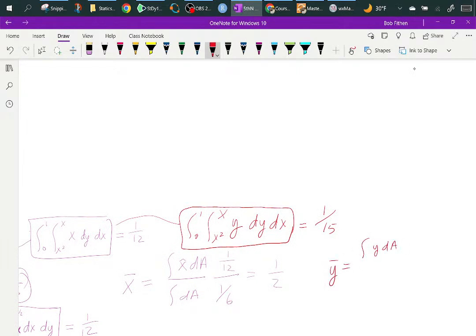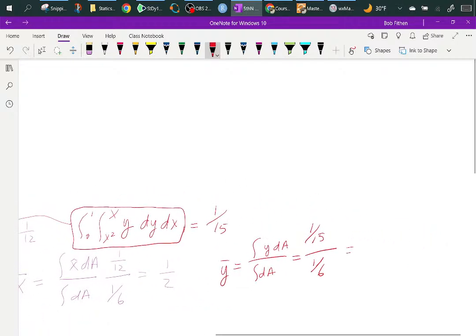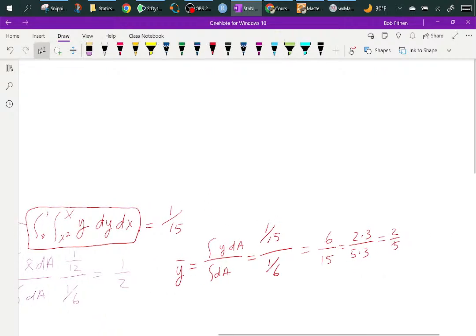So now, if I want to know y bar, it's equal to the integral of y dA over the integral of dA. The top term is 1/15th. The bottom term is 1/6, which is 6/15th, or I can say 2 times 3 over 5 times 3, or 2/5, or 0.4.